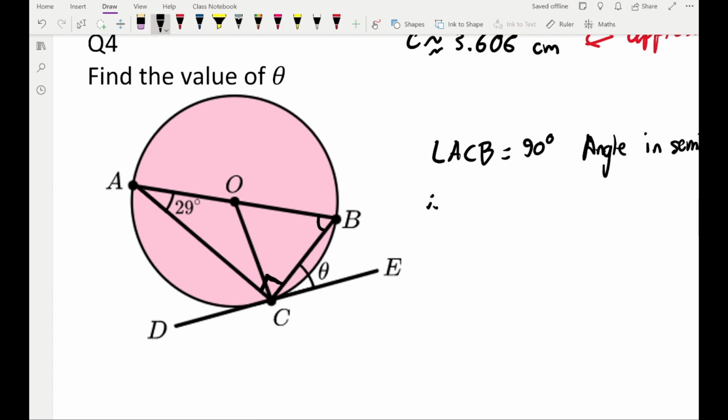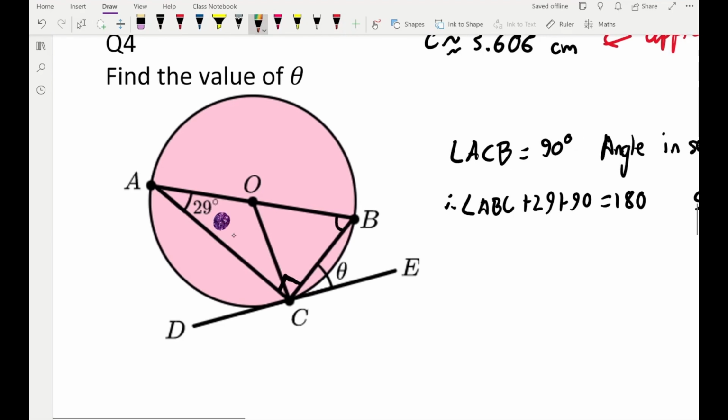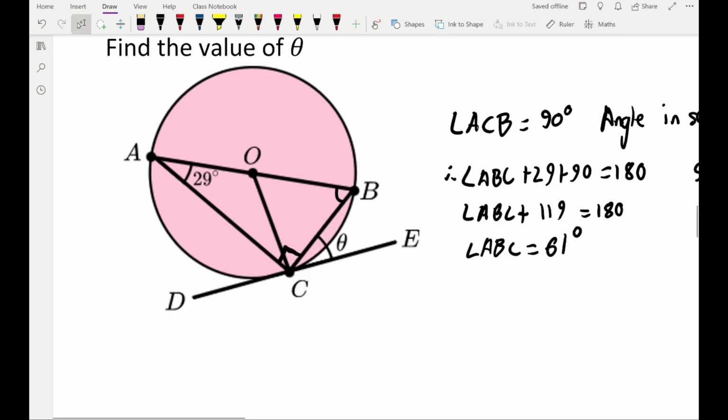Great. Therefore, angle ABC plus 29 plus 90 would all have to equal 180. And this is sum of angles in the triangle ABC. So yeah, all three of these angles, so that one, and that one would all have to add up to 180. Great. So angle ABC plus 29 plus 90 is 119, and we need 180. So that looks like angle ABC would have to be 61 degrees. Cool. Okay, so now that is 61 degrees.